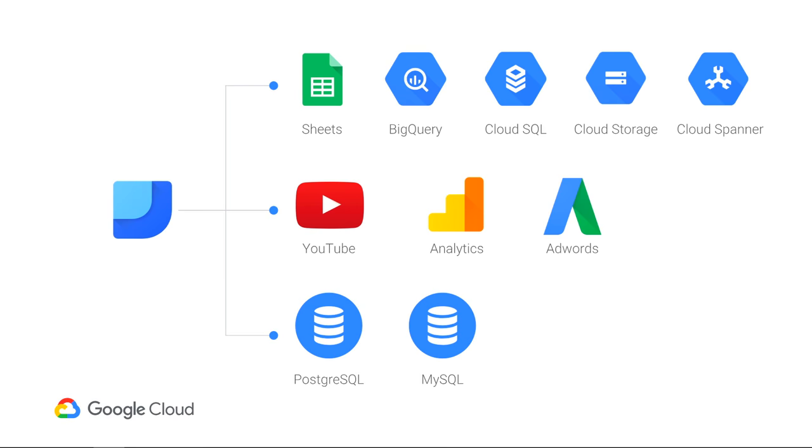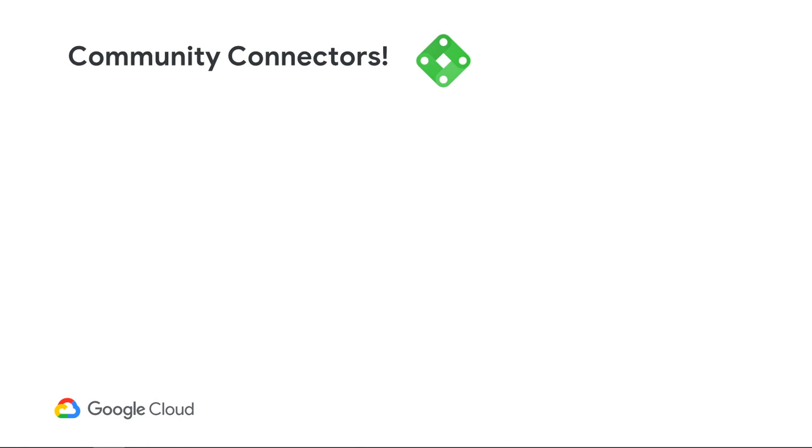But here's the problem. What if your data is not in any of these sources? What if your data is in some kind of external website or on a social platform? Or maybe it's on-premise, hidden behind some kind of authentication method. What do you do then? That's where we have community connectors, and Matt will talk more about it. Hi, thanks, Minhas. So community connectors are the solution that we have in Data Studio that allows you to connect to your own data that's not necessarily in Google.